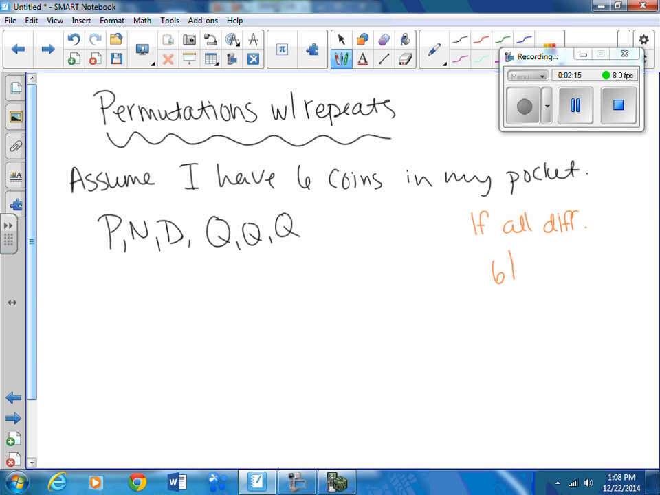We would say, I have 6 coins, it's a permutation, I'm picking 6 of them, so I'm just going to get 6 factorial, which is 720 different ways. But in this case, they're not all different because we have these repeats, so I need to account for that. So instead, I'm still going to do 6P6, which is 6 factorial, but since I have 3 things that are the same, I'm going to divide this by 3 factorial.